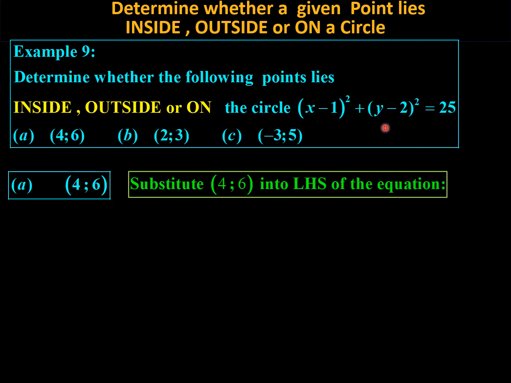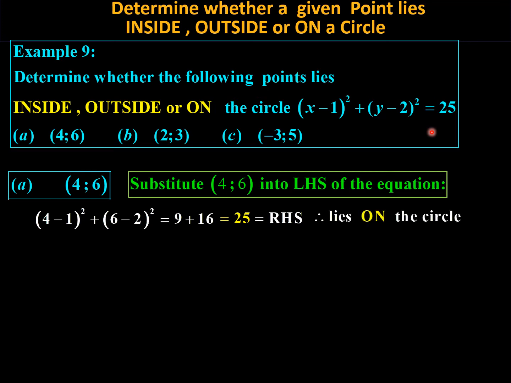So we're only substituting the left-hand side of the circle's equation. If we substitute that, you can actually do this without a calculator, but to be safe, 9 plus 16 gives me 25. That 25 we now notice is equal to the right-hand side. If this substitution on the left is equal to that 25, then we'll say that the point lies on the circle, because it satisfies the equation. So the left is equal to the right, so it's a point on the circle.